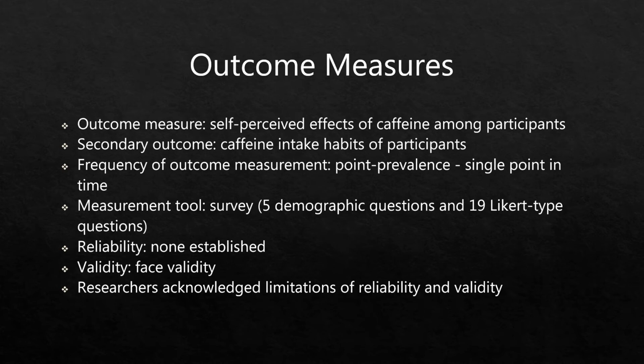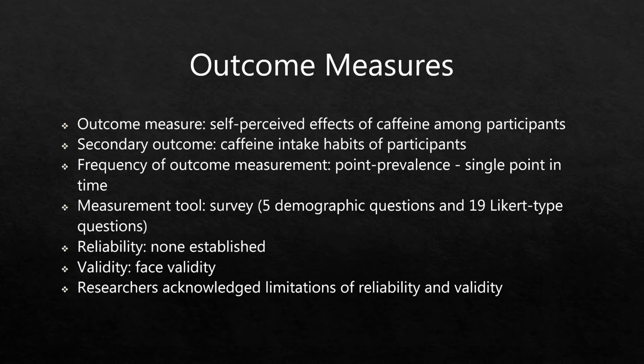The outcome of the study was self-perceived health effects of caffeine among participants. The secondary outcome is the caffeine intake habits of participants, as this was also documented. The frequency of outcome measures is considered point prevalence, as the survey was only administered at one point in time.